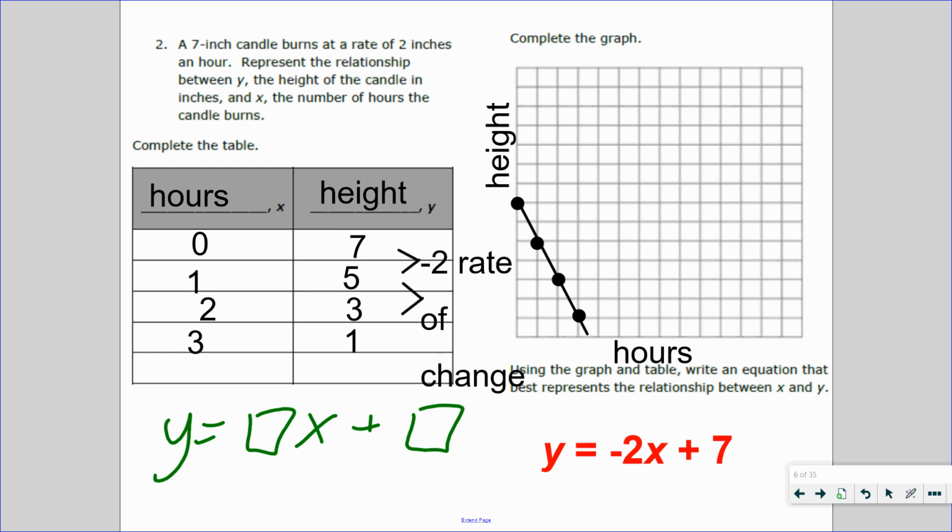So these are the hours, 0, 1, 2, 3, and these are height. So it starts at 7. Oh, 7 is a one-time thing. That goes at the end. It keeps burning. Burning means it keeps going down by 2 per hour. Negative 2x plus 7. So if you graph this, 0 hours, 7. 1 is 5. 2 is 3. 3 is 1. It's decreasing 2 per hour. That's why it's negative 2x plus 7.